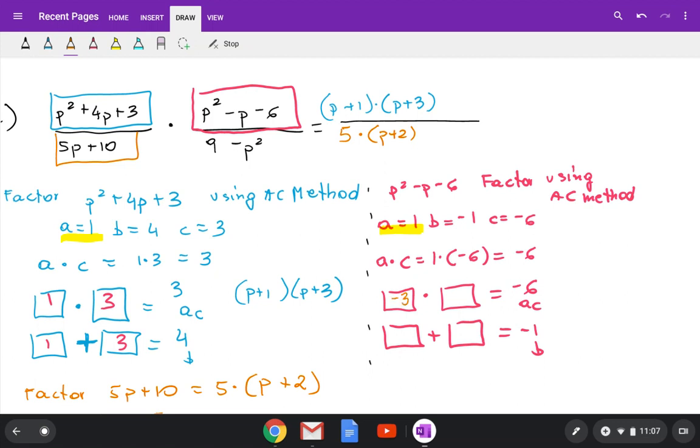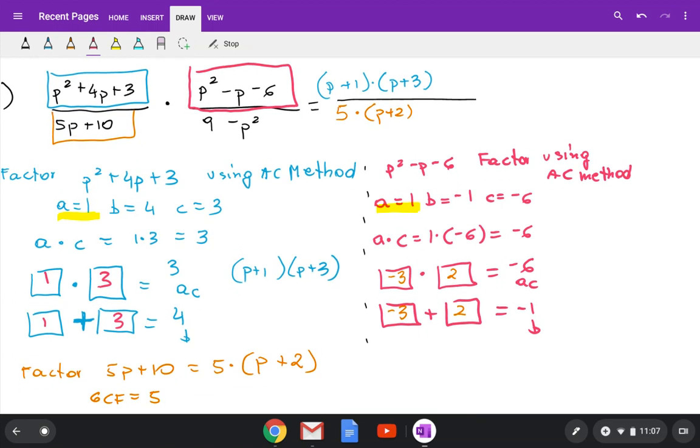Negative 3 and 2 will work. Negative 3 times 2 is negative 6, and negative 3 plus 2 will give you negative 1. So now, p squared minus p minus 6, rewrite using factors, which will be p minus 3 times p plus 2.